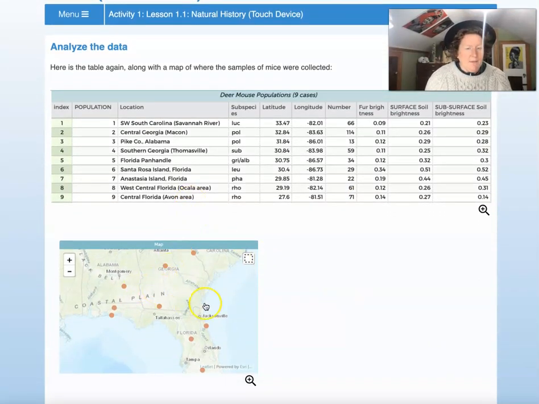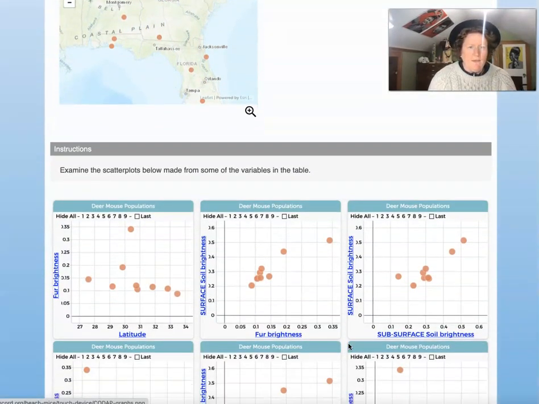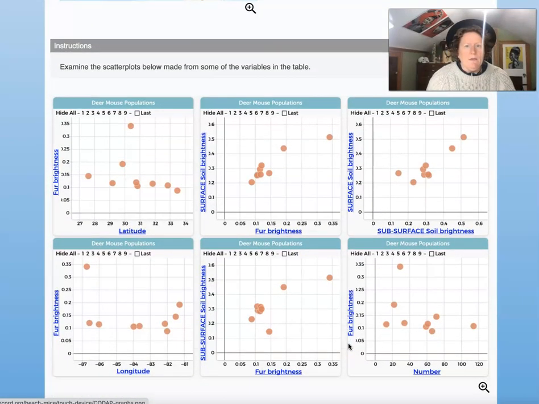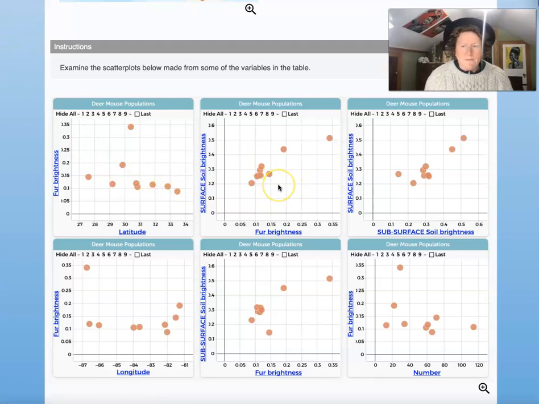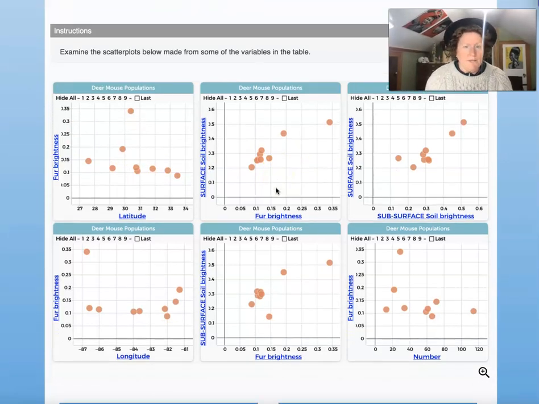We have a map of all the different places where mice were collected. And we have scatter plots made from some of the variables in the table. A scatter plot is just like it sounds. You just graph the data, and sometimes it looks very scattered. Sometimes the data looks just scattered all over the place.